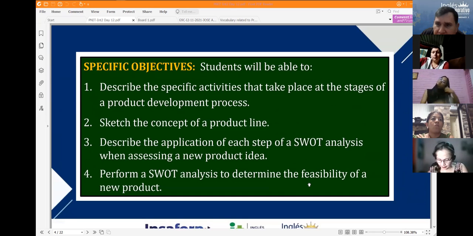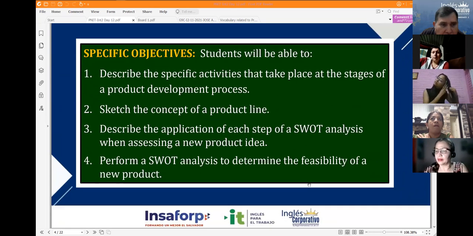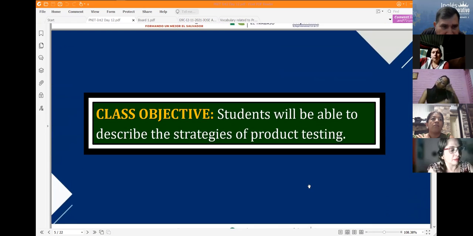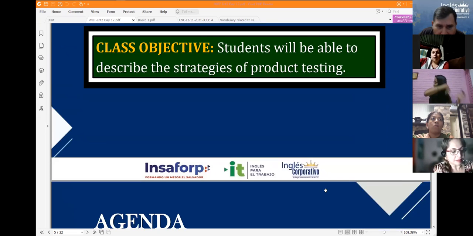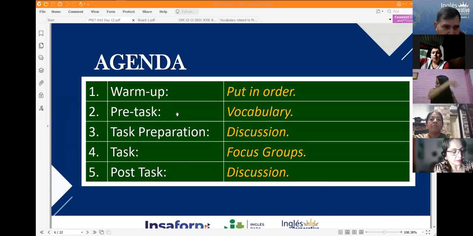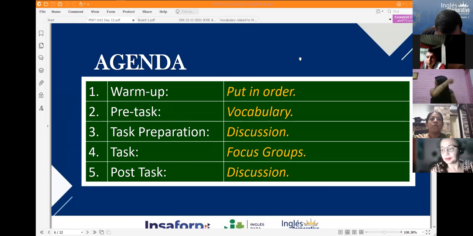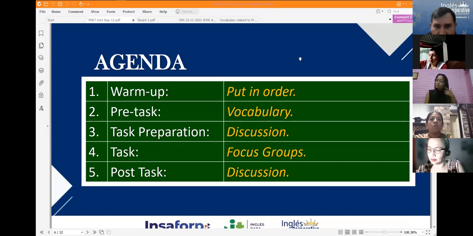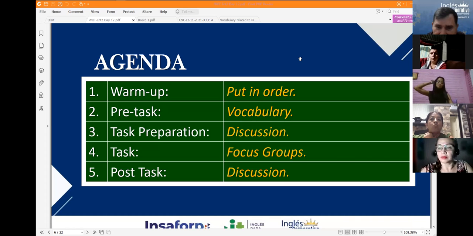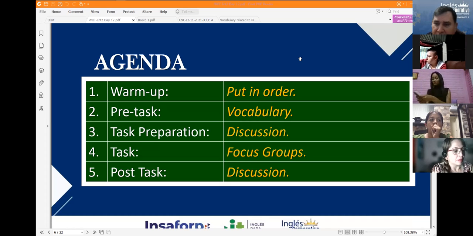Specific objectives. And this is the class objective. Today, we're going to be working on the vocabulary of product testing. We're going to begin by putting some items in order, working on vocabulary. We're going to have a discussion, and then you're going to be working on focus groups, creating a questionnaire and presenting, and then we're going to have a discussion.